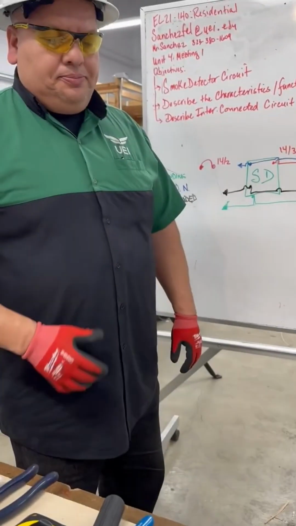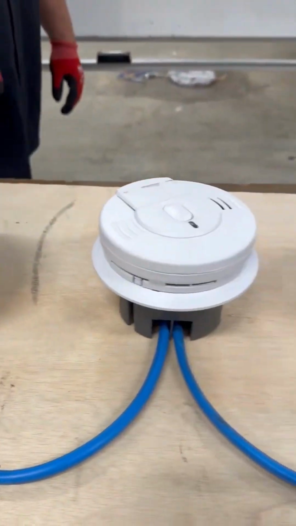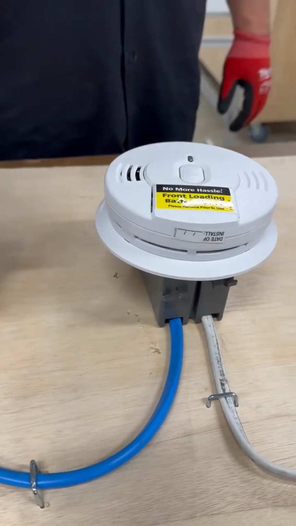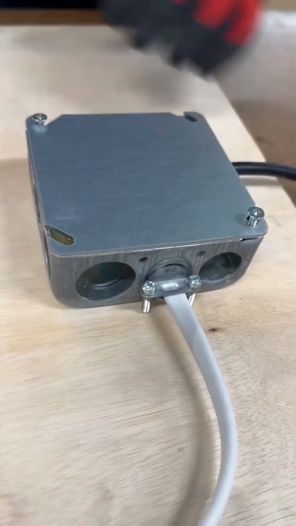Here on the board, you can see we got 3 smoke detector circuits. In between here, we got the 14/3, we got the 14/2, we got our source box, our junction box, where we have our source power coming in today.